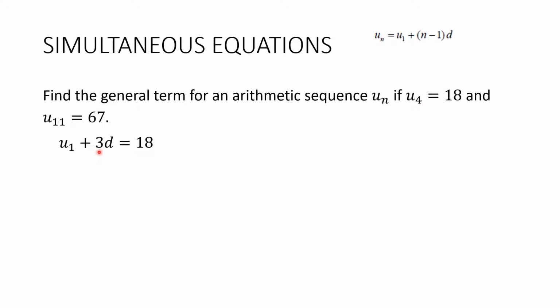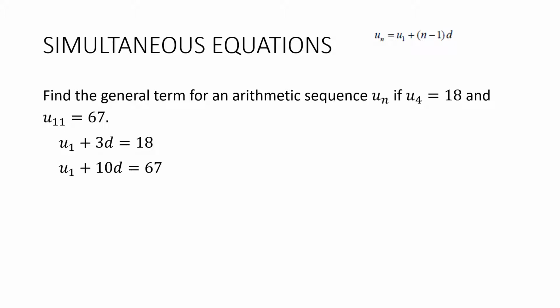And remember, it's u1 plus n minus 1 d. So there's our first equation. u1 plus 3d is equal to 18. Can you think how we might write this one? It's going to be u1 plus 10d equals 67. And there's our two equations. You can solve them on the graphics calculator if you want to by going into the simultaneous equations solver. But if you're in the non-calculator paper, you don't have that luxury. So let's revise how to do this.